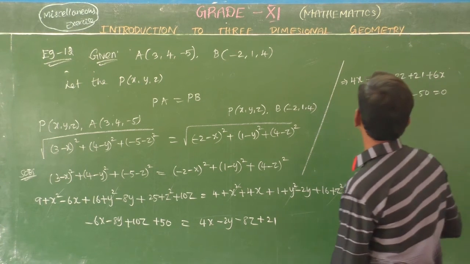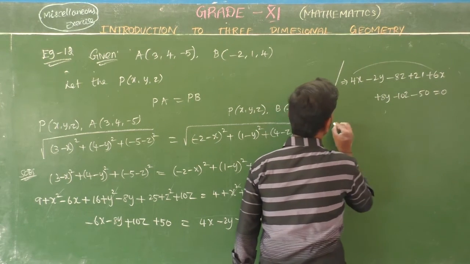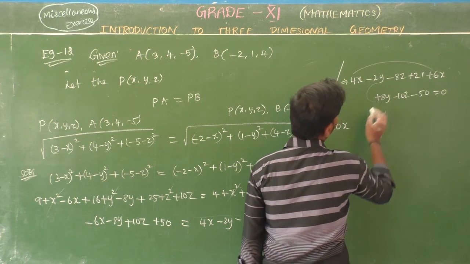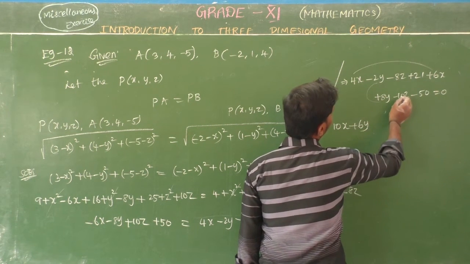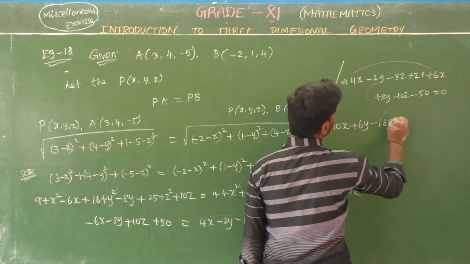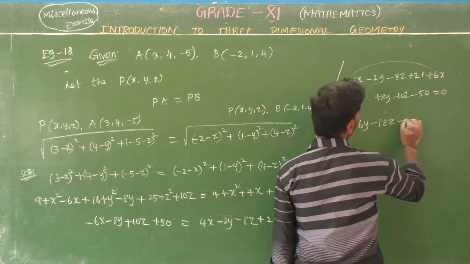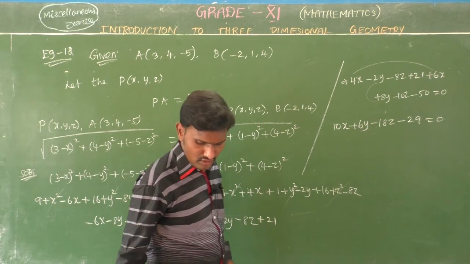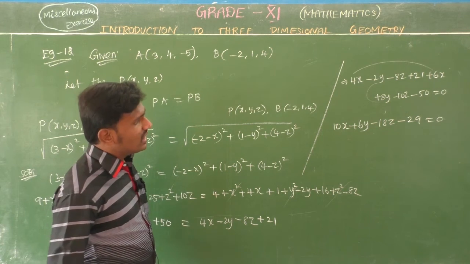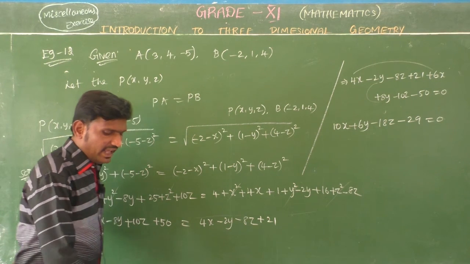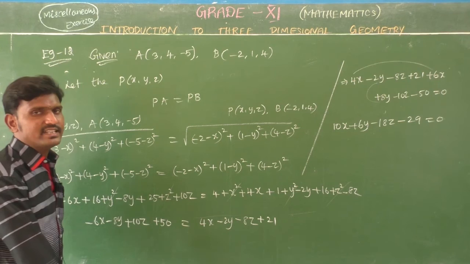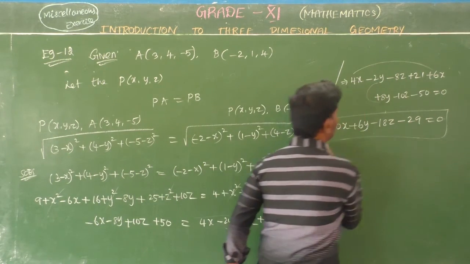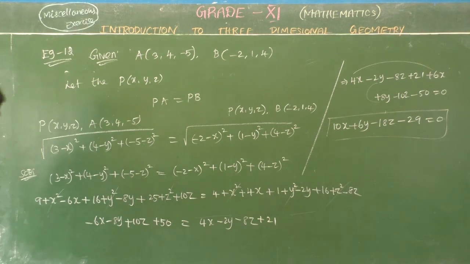Now simplify 4 plus 6, 10x minus 2y plus 8y is plus 6y, then minus 10z minus 8z is minus 18z, then minus 29, which is equal to 0. So this is your required equation of the set of points P such that the distances from the points A and B are equal. Have you got it, children?